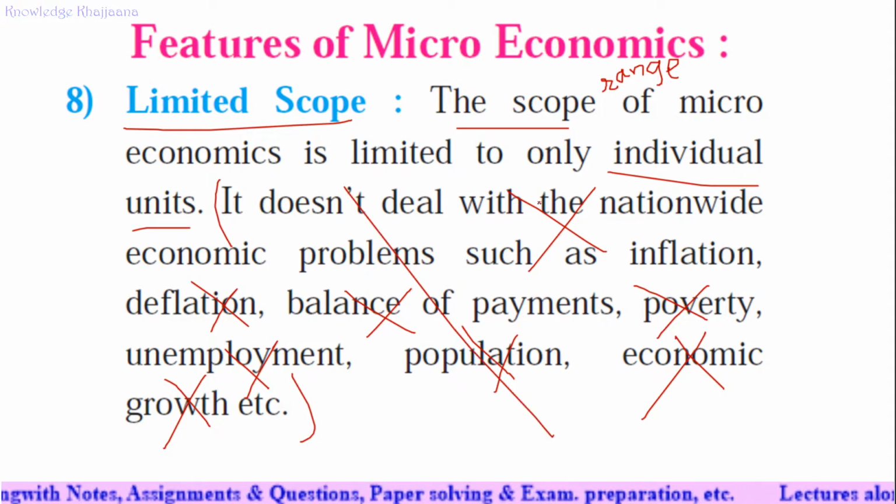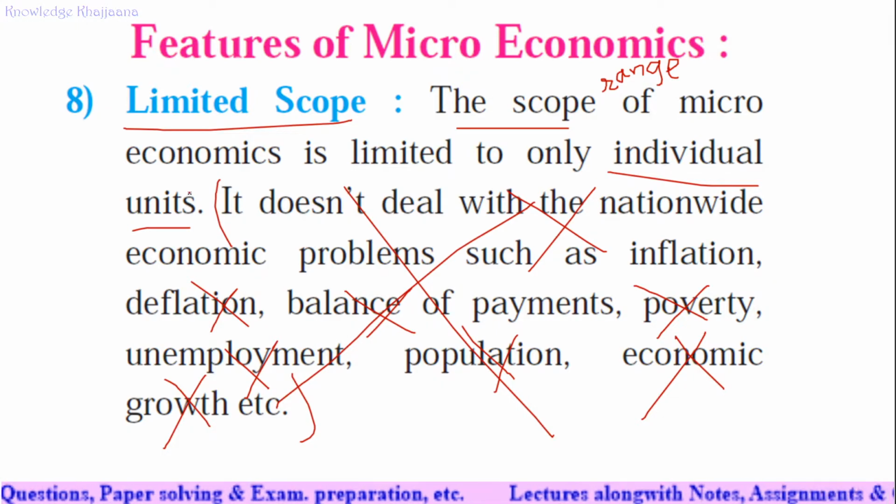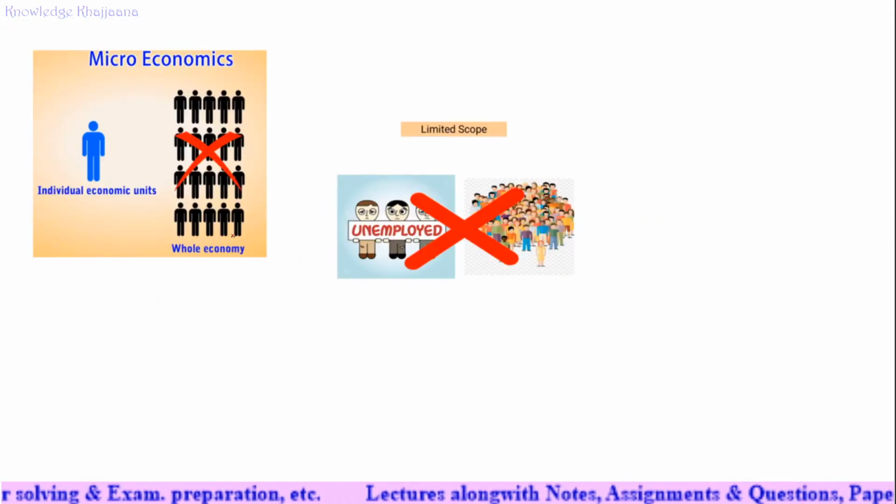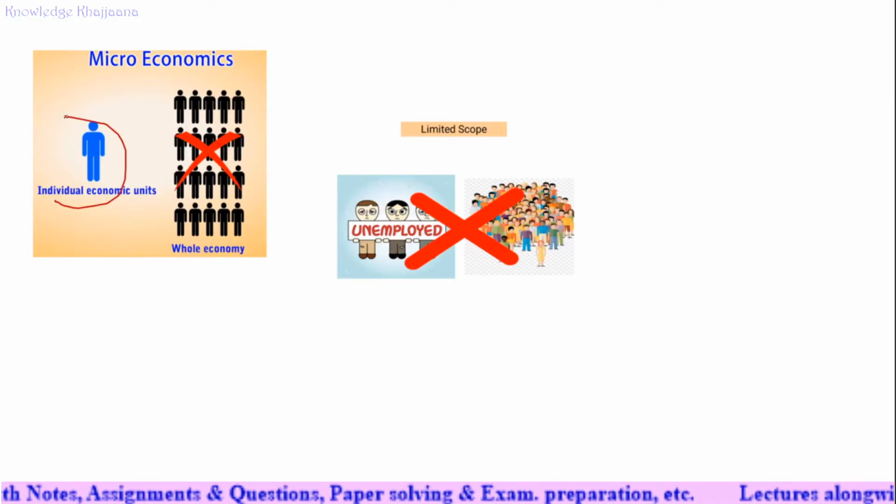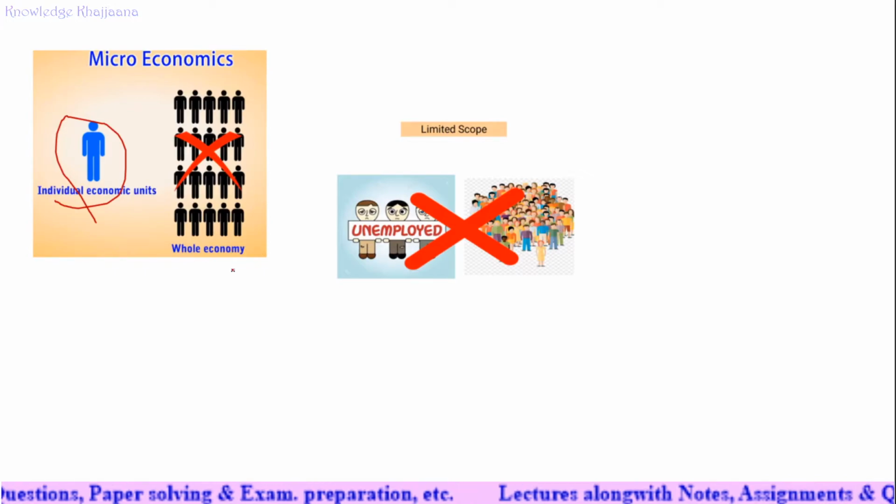Microeconomics studies only an individual unit, a single unit, not the nationwide problems. It does not study the whole economy. It studies only the individual economic unit, not the whole economy. It does not study unemployment, poverty, population. It is not studied by microeconomics. So these were the features of microeconomics.